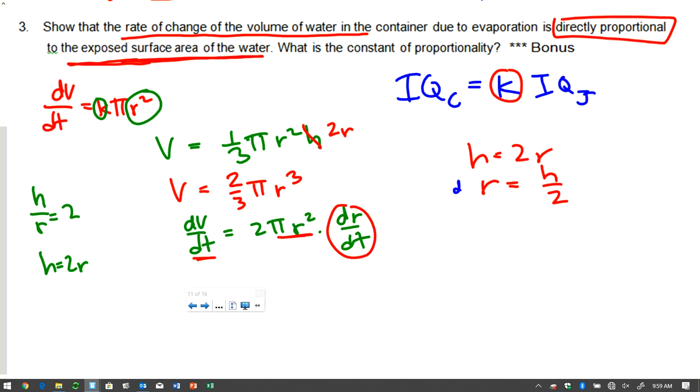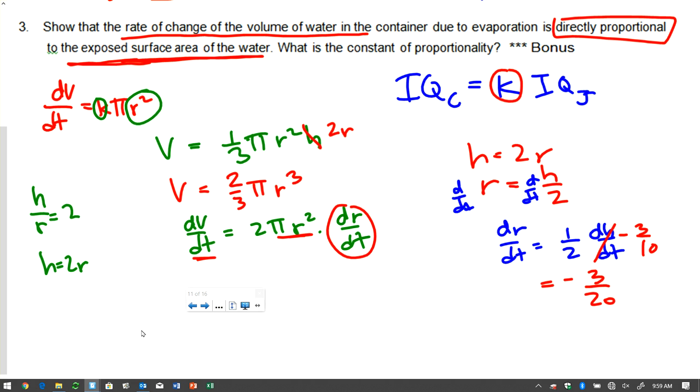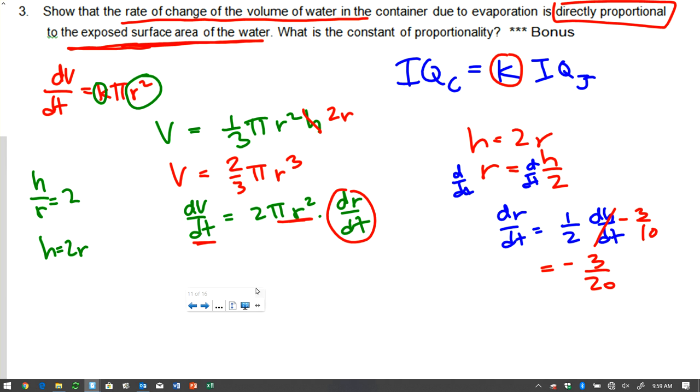If I take the derivative of this side and this side, I will get dr/dt is equal to 1/2, but don't forget dh/dt. Do you know what dh/dt is? Yes, negative 3/10. So what you get is a number for dr/dt. dr/dt is negative 3 over 20. And since dr/dt is negative 3 over 20, you can come over here and just replace this with negative 3 over 20. Multiply everything together, and I think what we get is negative 3/10 πr squared.